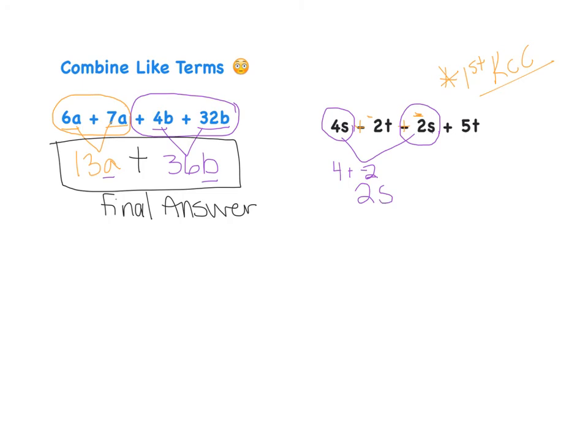Okay, do you agree with that one? I hope so. Now, what about the t's, the turtles? So I have a plus negative 2t, so we have negative 2 turtles. But on the other end, we have a plus 5t. The plus tells me it is positive. So that's why the plus signs are so important.